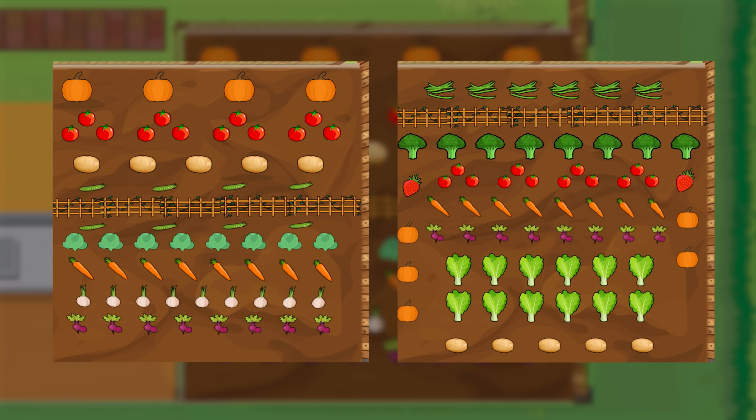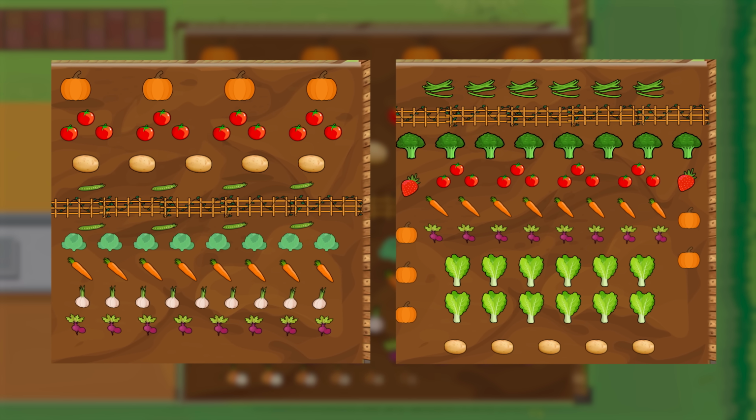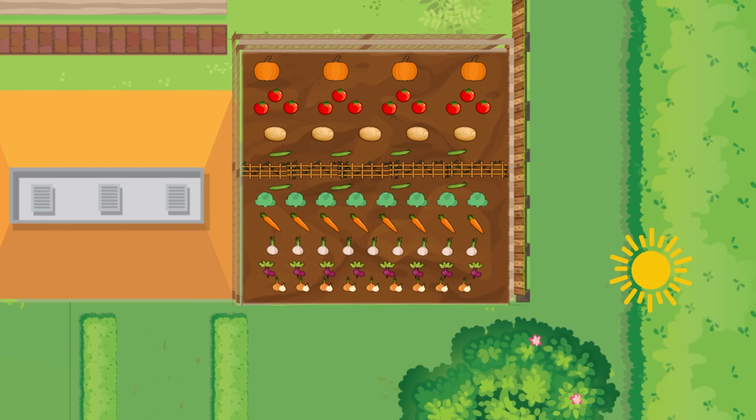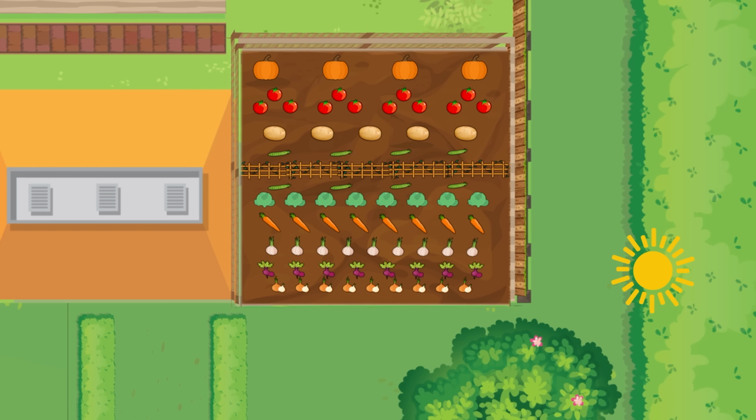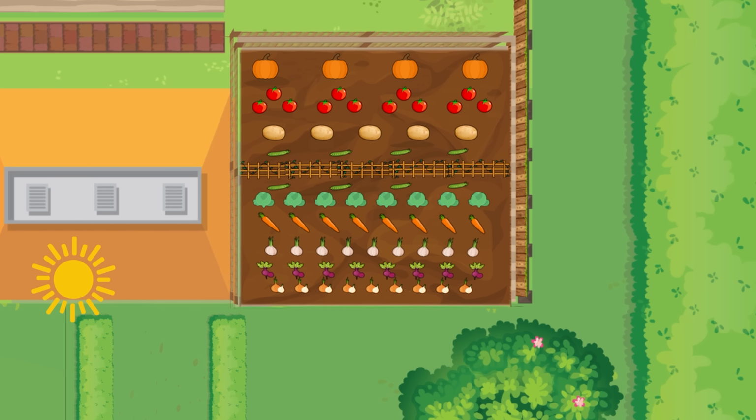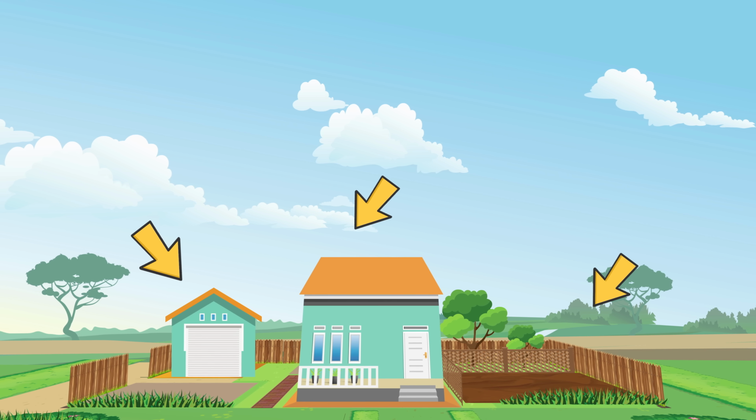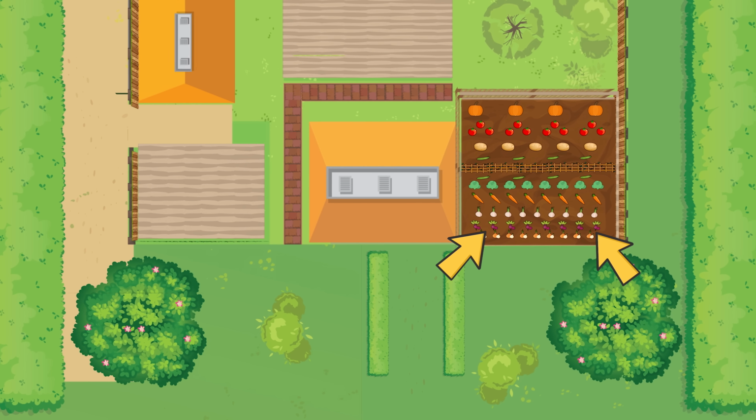Today's demonstration will be centered around these two diagrams here. For this example, our garden is oriented towards the south, and the sun is in the south moving from east to west. In part 2, we will talk more about the layout of your property and optimal garden placement.